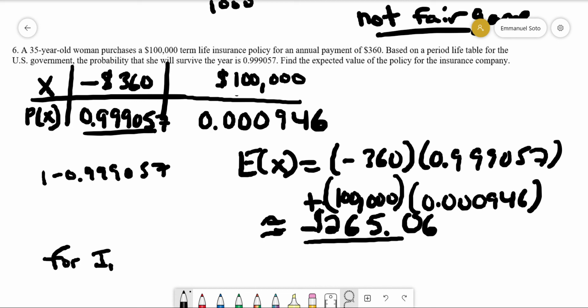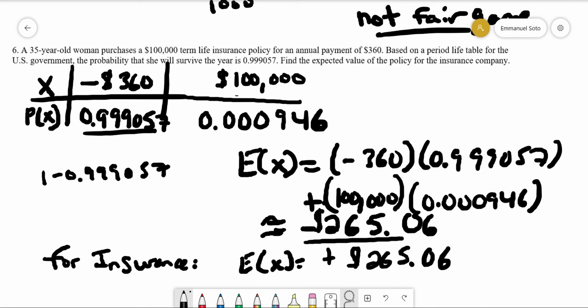Now for the insurance company, they are getting positive $265.06. All right. So since they're talking about insurance, this makes sense because for insurance, they want to get money. They don't want to lose money. So they won't give you an insurance policy unless they're sure they're going to make money out of it, which means that you have no pre-existing conditions, and there's a very small chance that you will croak at the end of the year. So this value makes sense.